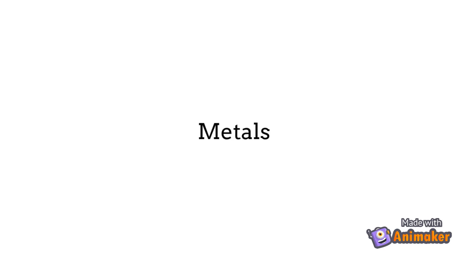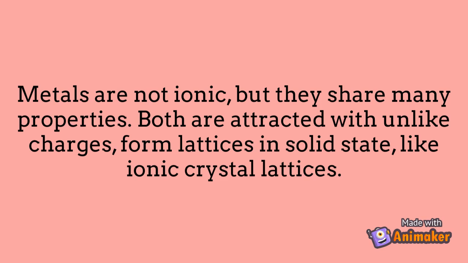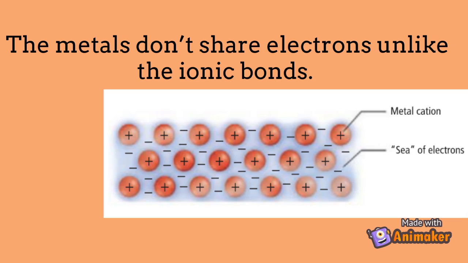Now we're gonna talk about metals. Metals share the same properties with ionic bonds, but they aren't ionic. They both are bonded between unlike charges and form lattice energy as crystal lattices. Metals are not ionic because they don't share electrons. Instead, the outer energy levels overlap each other.